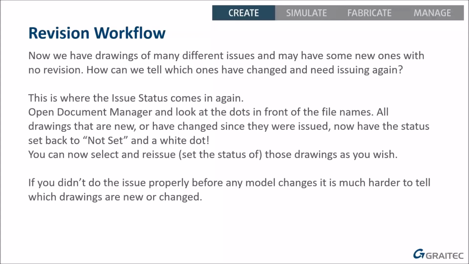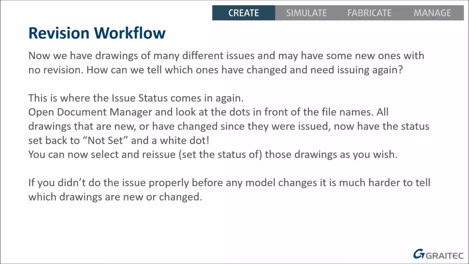If you forgot to do that, it's much harder to tell which drawings changed. You'd probably have to produce a drawing list, have a look at the revision date or the issue date on the drawing list, and any that don't have an issue date, sorry, none of them will have an issue date if you haven't done the issue status, but look at the created date and the revision date, and any that have today's date would have to be the ones that would have to be issued.